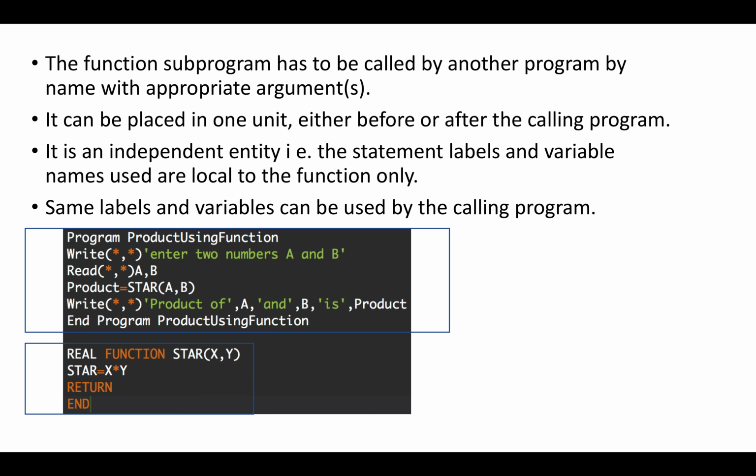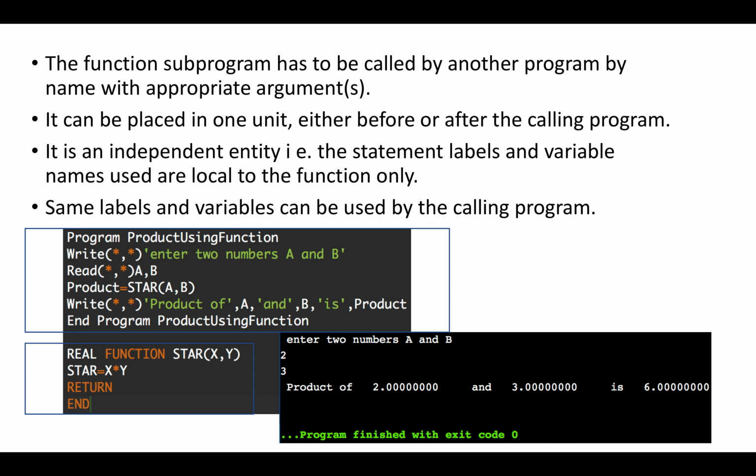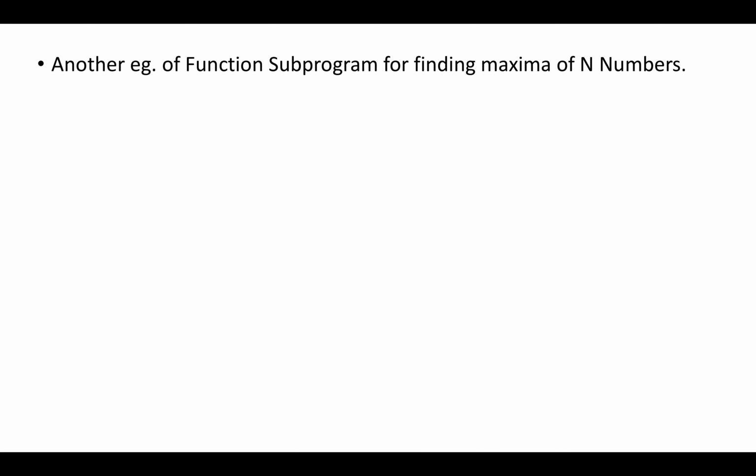If I try to execute this program, it will ask me to enter two numbers a and b. If I enter two numbers 2 and 3, the product of 2 and 3 will show as 6. So this is the simplest use of function subprogram. Another example of function subprogram is for finding the maximum of n numbers.